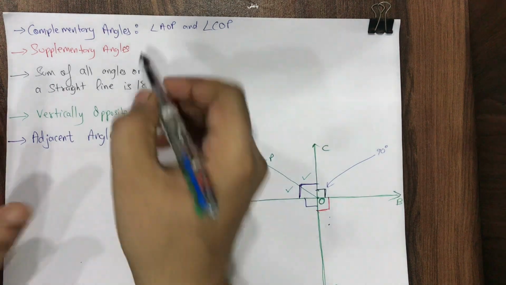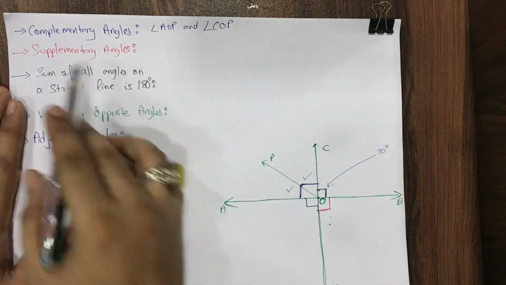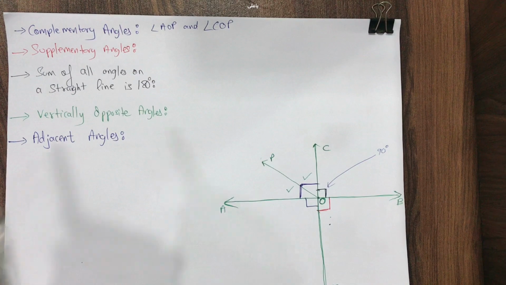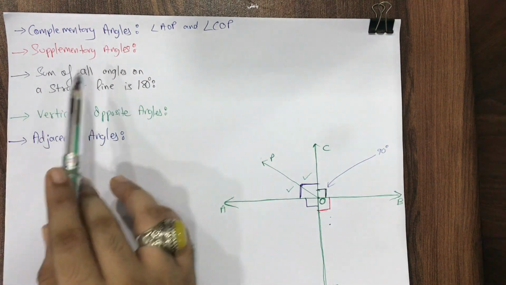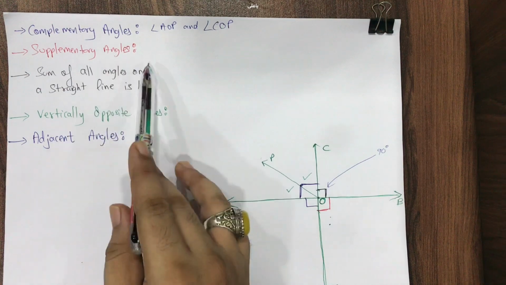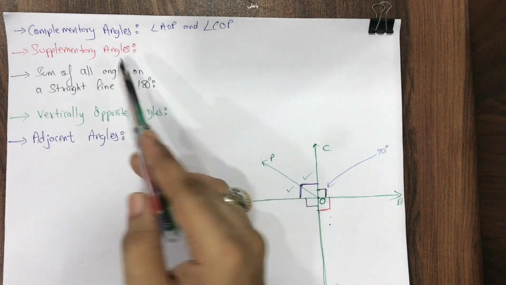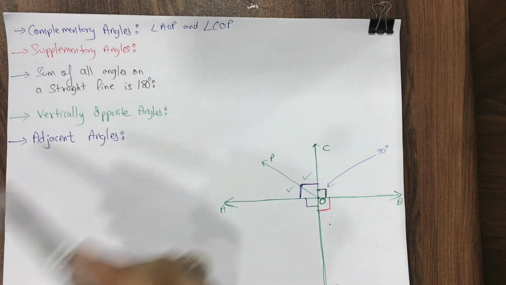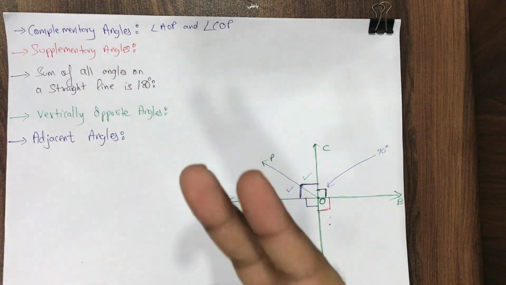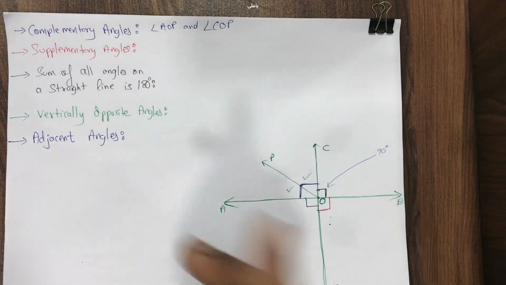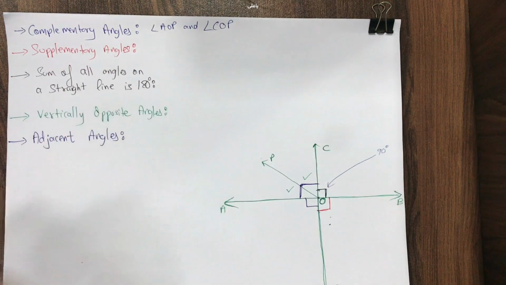Okay, now let's revise the concept of supplementary angles. What are supplementary angles? It's exactly the same definition as complementary angles, but here comes 180 degrees. If addition of two angles is 180 degrees, then the given two angles are said to be supplementary angles. I repeat again, if two angles are given and the addition of those two angles is 180 degrees, then we call the given two angles supplementary angles.